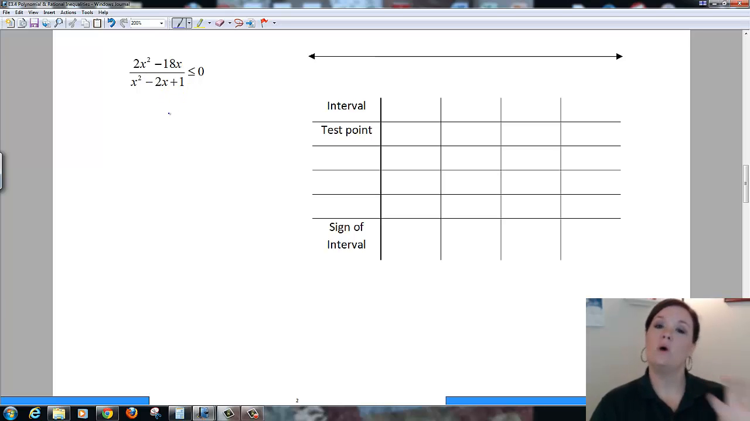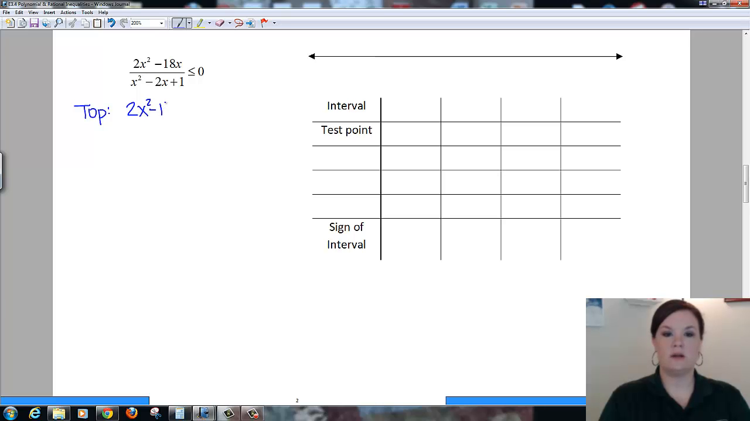Since I already have one term, I'm going to find the zeros from the top and the zeros from the bottom. I do it separately. From the top, if I want to find my zeros, I'm going to set 2x squared minus 18x equal to 0 and solve.